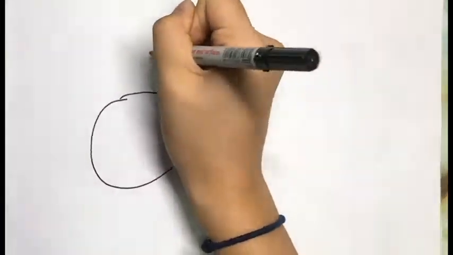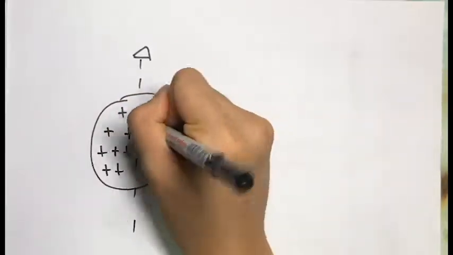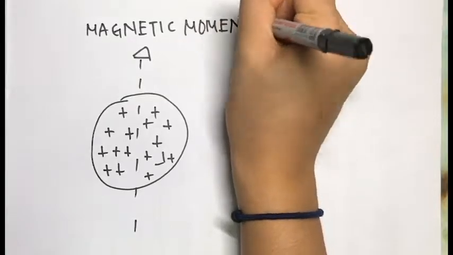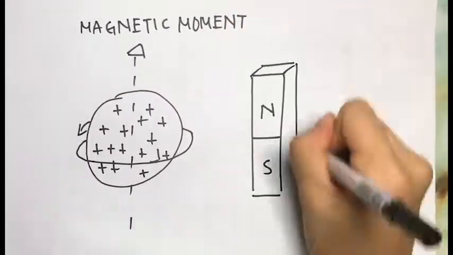We can visualize a spinning proton as a rotating sphere of positive charge. This movement of charge generates a magnetic field called the magnetic moment that looks like the field of a small bar magnet.